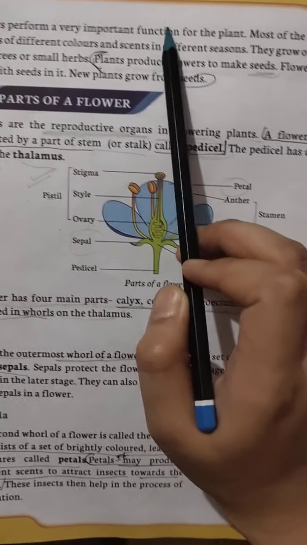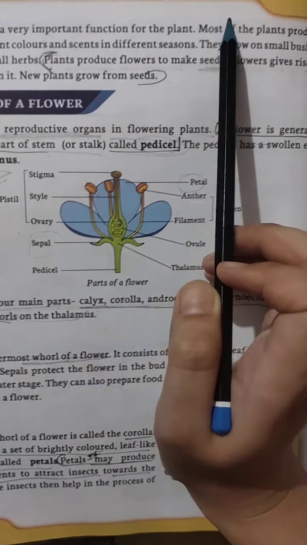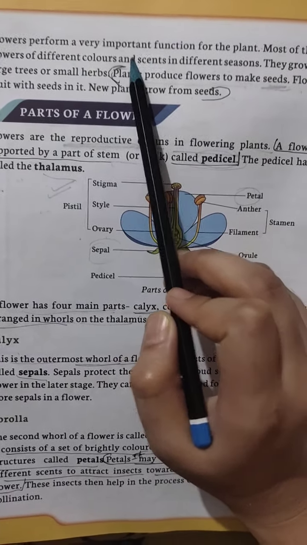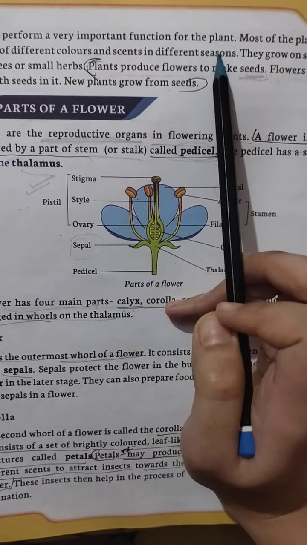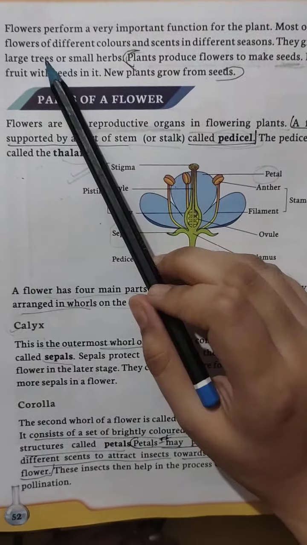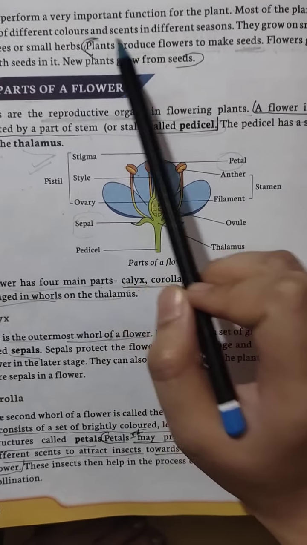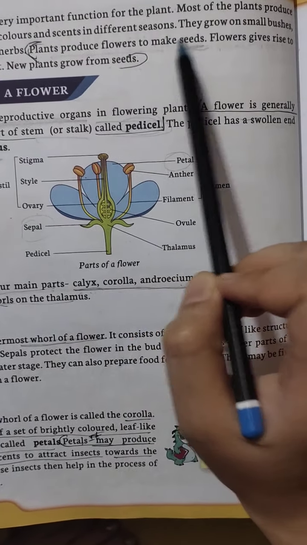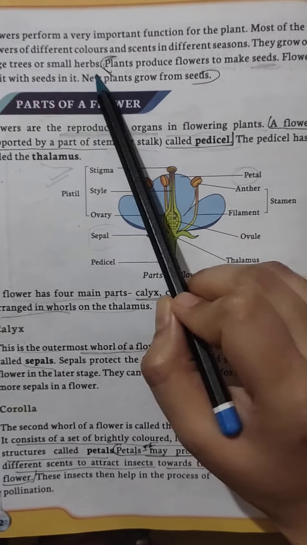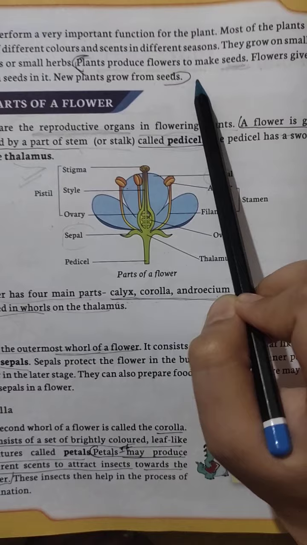Flowers perform a very important function for the plant. Most of the plants produce flowers of different colors and scents in different seasons. They grow on small bushes, trees, or small herbs. Plants produce flowers to make seeds. Flowers give rise to fruit with seeds in it. New plants grow from seeds.